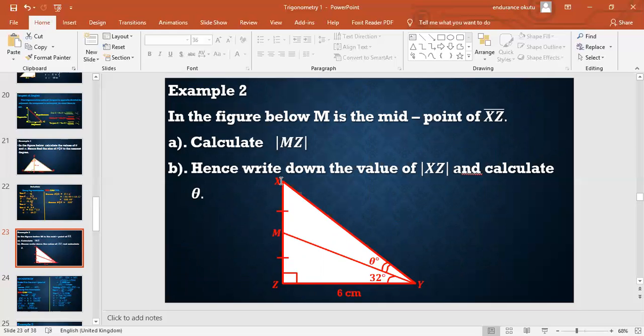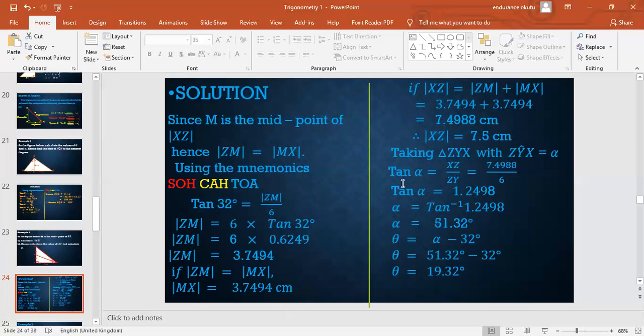Find the sum of the angles X, Z, Y. When we find the sum, we then subtract 32 from it to give us the value of theta. All right, so all we need to do now is go back and take opposite over adjacent, tan alpha.